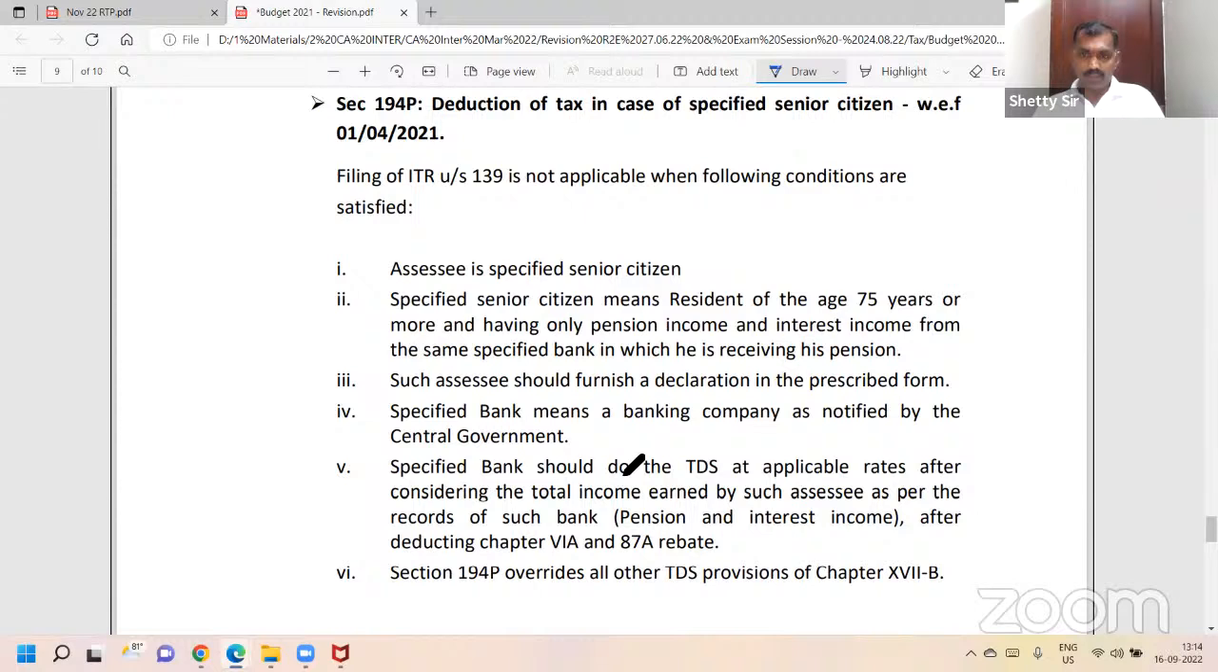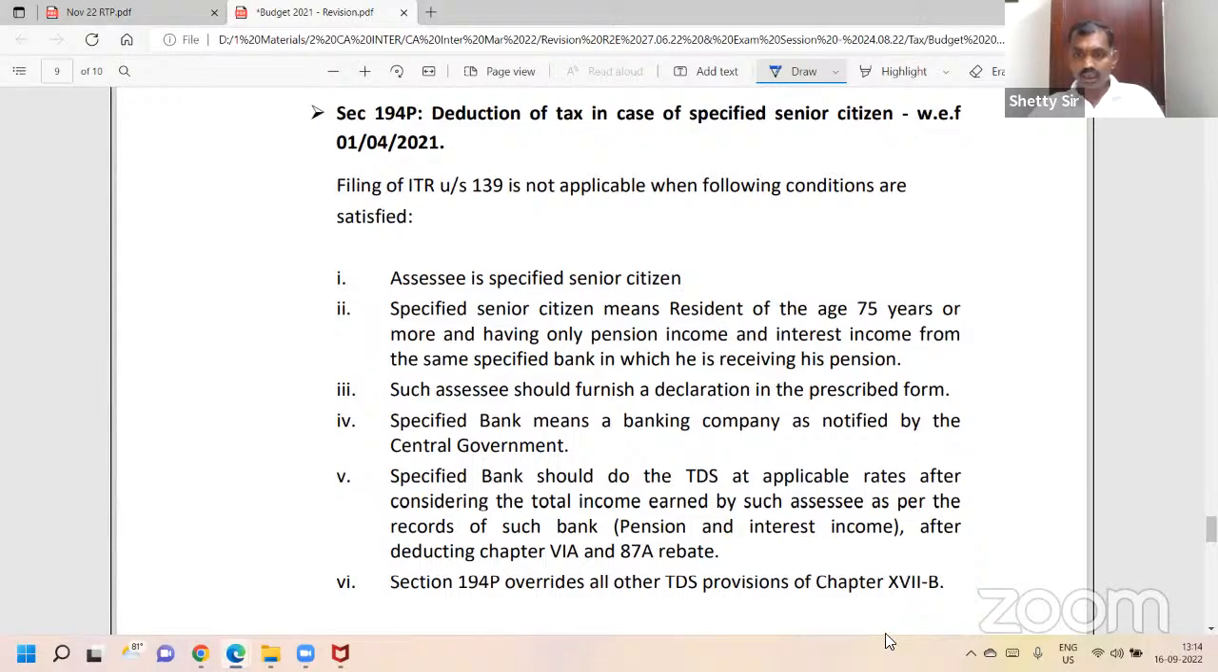TDS to be made by the banker. Hence, no ITR by such person. An important amendment, expected question. So TDS to be made by the banker, and hence no ITR by such person. Sir, I am a 76-year-old resident, and I am receiving pension, and that money is credited in Canara Bank.